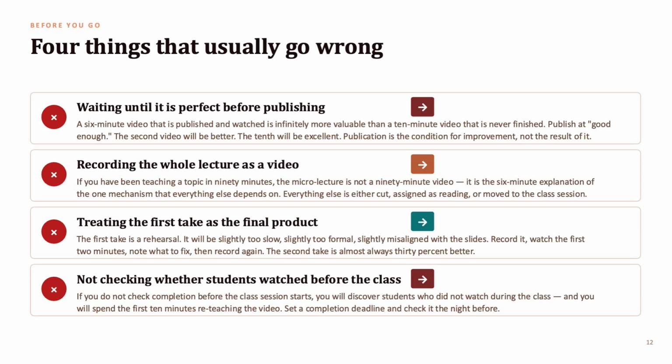As we wrap up, let's consider 4 things that frequently go wrong in this process. Avoid waiting until it is perfect before publishing. A 6-minute video that is published and watched is much more valuable than a 10-minute video that is never finished. Publish at good enough. Your subsequent videos will improve, making publication a condition for improvement, not the final result.